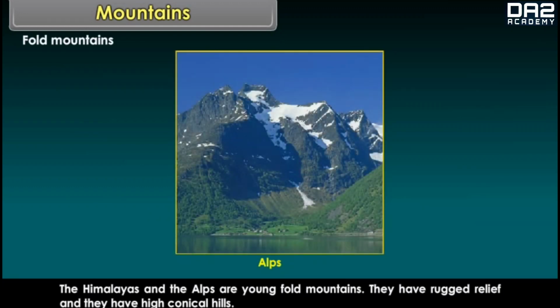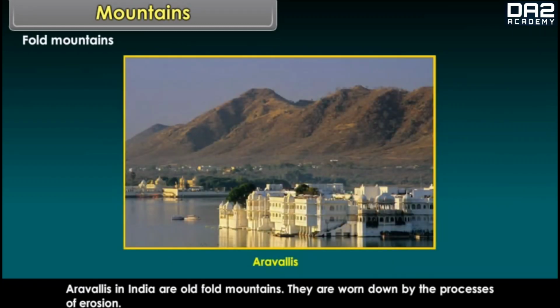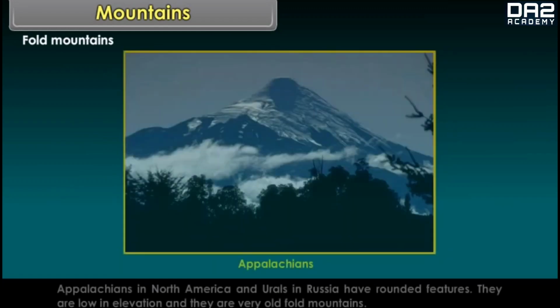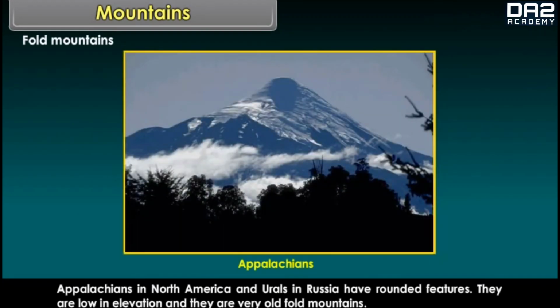They have rugged relief and they have high conical hills. Aravalis in India are old fold mountains. They are worn down by the processes of erosion. Appalachians in North America and Urals in Russia have rounded features. They are low in elevation and they are very old fold mountains.